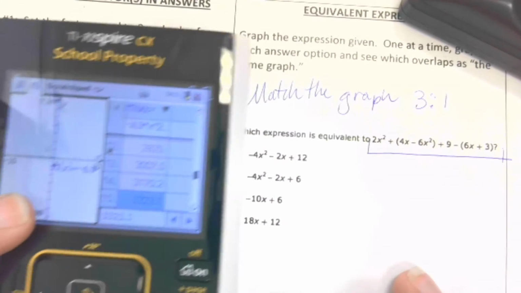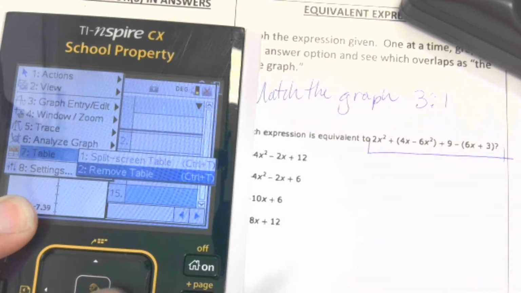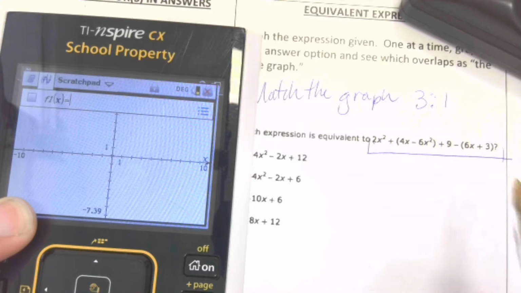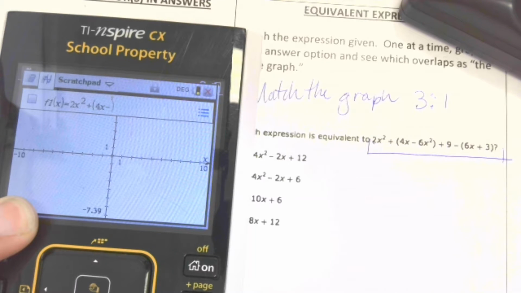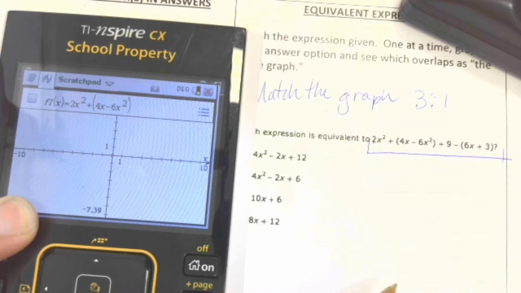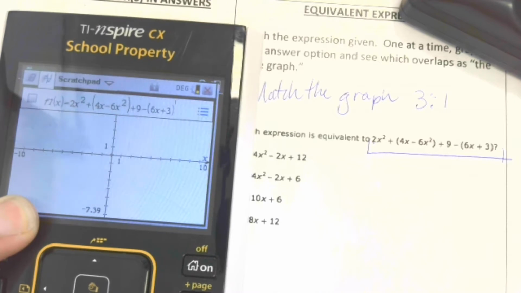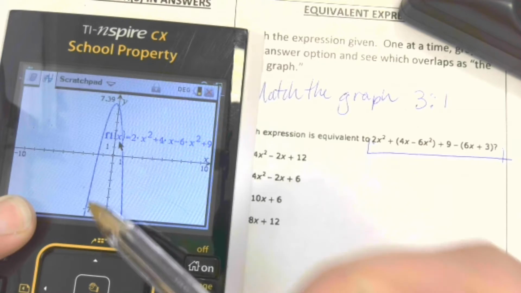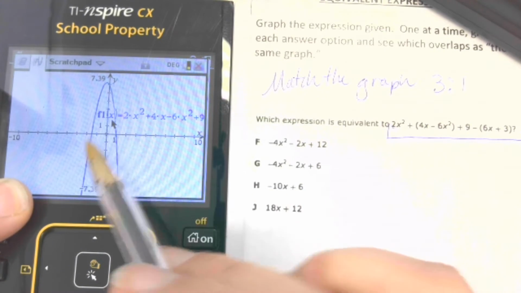So I'm going to go to my graph. I'm going to clear everything out again. I'm going to get rid of that table. Menu 3, 1. I'm going to put in this equation first: 2x squared plus, use your parentheses, 4x subtract 6x squared plus 9. This is a subtraction sign. 6x plus 3. And then I just press enter. Ta-da! That's the graph I start with. That's this graph. And now I'm going to graph each one of these until it matches.